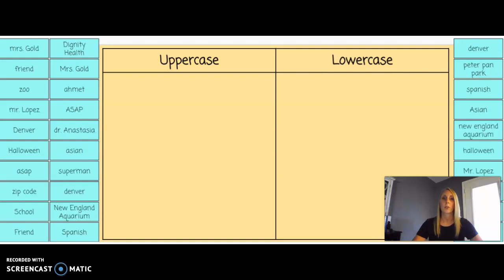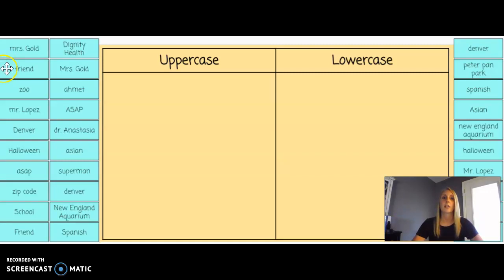You need to drag the word to the correct column. The words that are incorrect should be left off to the side. Let's do a couple together. If I look at the first word, Mrs. Gold, I know that Mrs. needs to have a capital M, which tells me that Mrs. Gold is not correct. So I'm going to leave it off to the side.